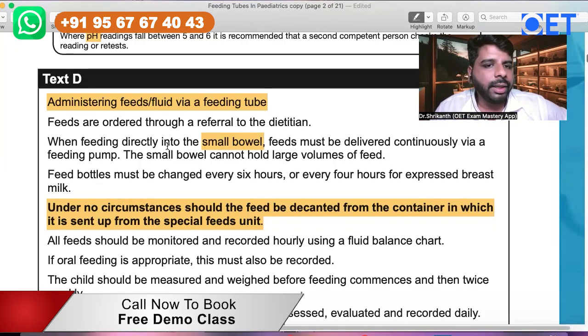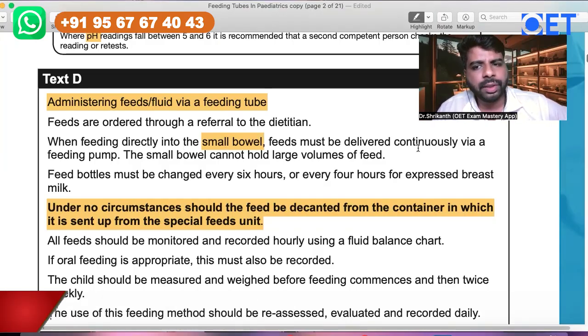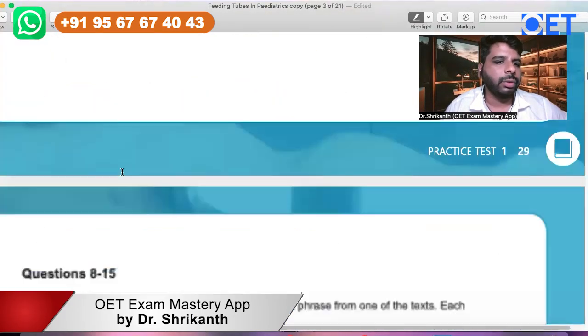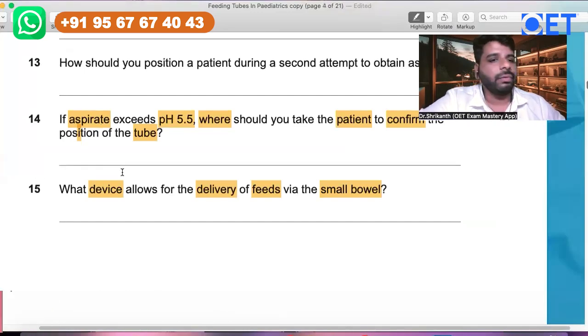Okay, so when feeding directly into the small bowel, feeds must be delivered continuously. Okay, delivered using a feeding pump. So what device should be used there? We should be using a feeding pump. So the answer to the 15th question will be feeding pump.